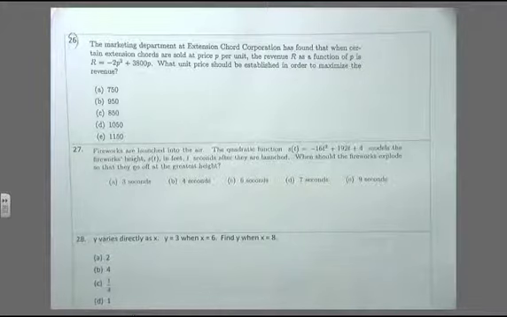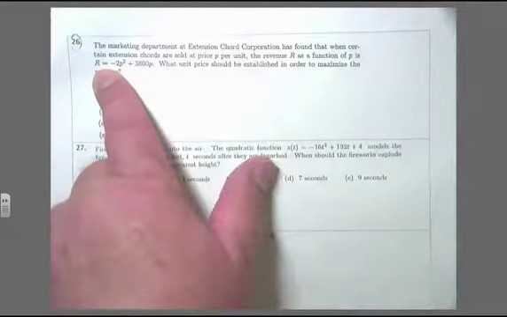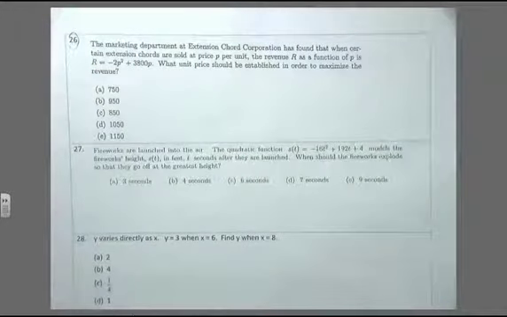The marketing department at Extension Cord Corporation found that if certain extension cords are sold at price P per unit, then the revenue as a function of P is given by the equation R equals negative 2P squared plus 3,800P. So P is the price per unit that they sell it, and R is the revenue, the amount of money we're going to bring into the company. What is the price that should be established in order to maximize revenue? Okay? What is the price?